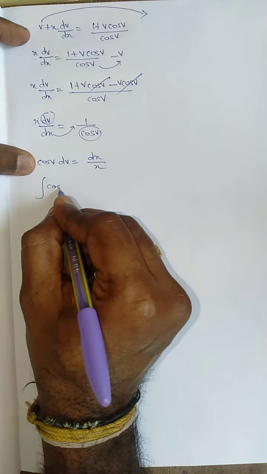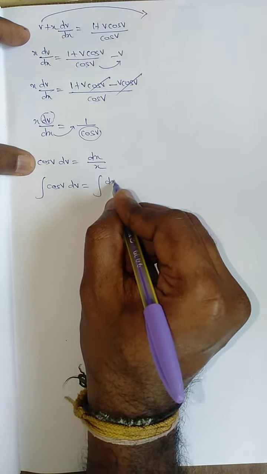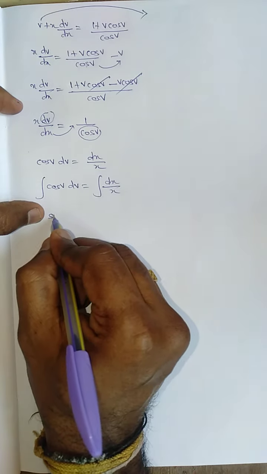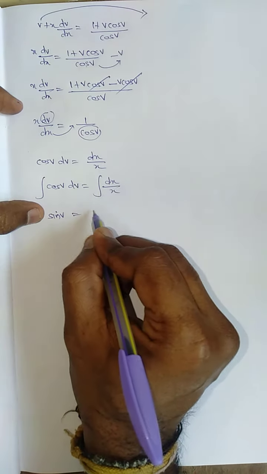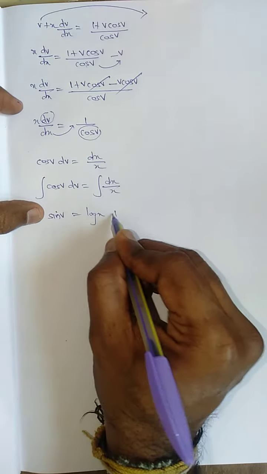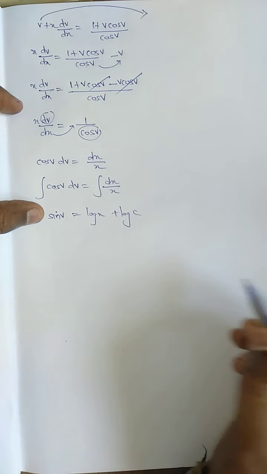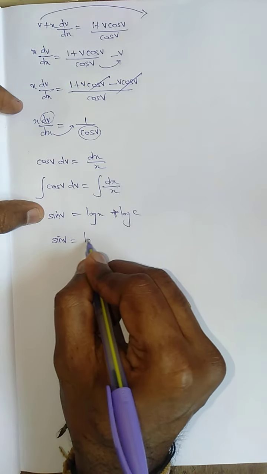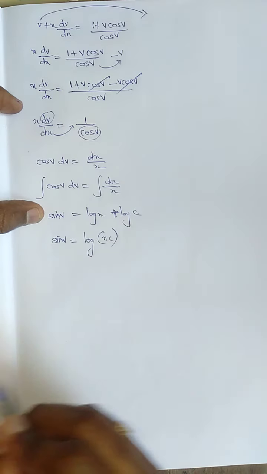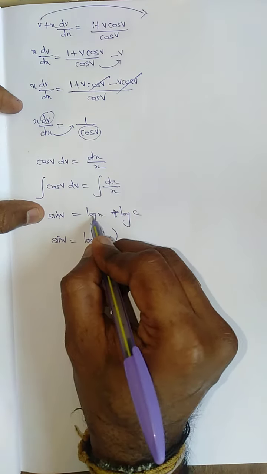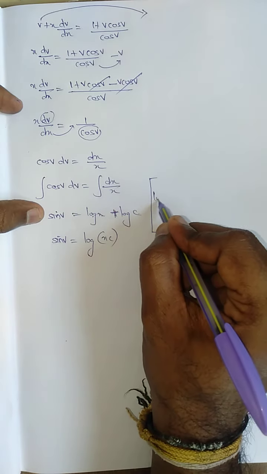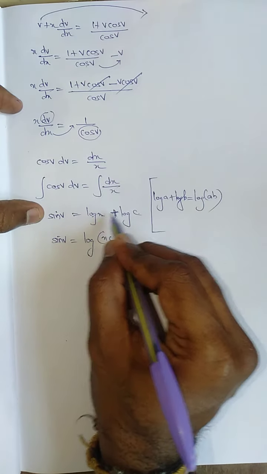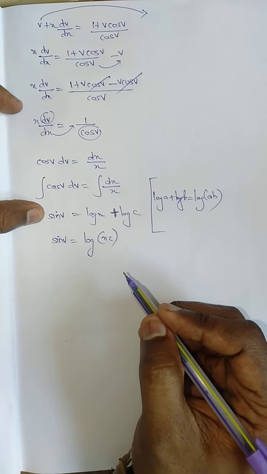Now integrating on both sides. Cos v into dv is equal to the integration of dx by x. The integration of cos v is nothing but sin v, and dx by x is nothing but log x. Since log is present, I can put log c also: log x plus log c. So I can write sin v is equal to log x into c, because what is the formula? Log a plus log b is equal to log ab. Log x plus log c is nothing but log xc.